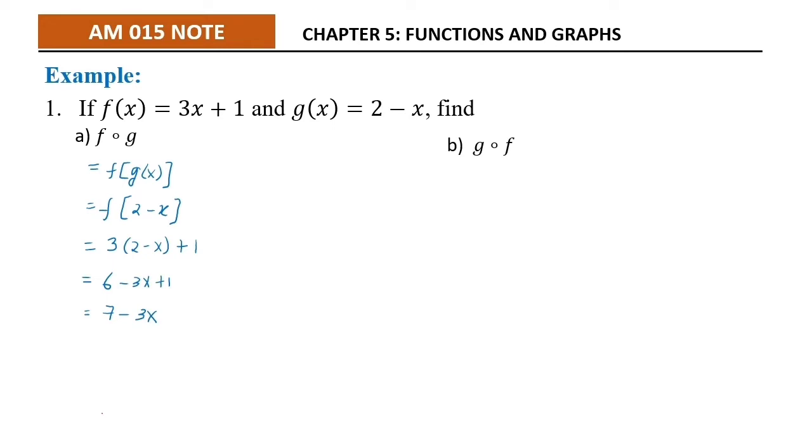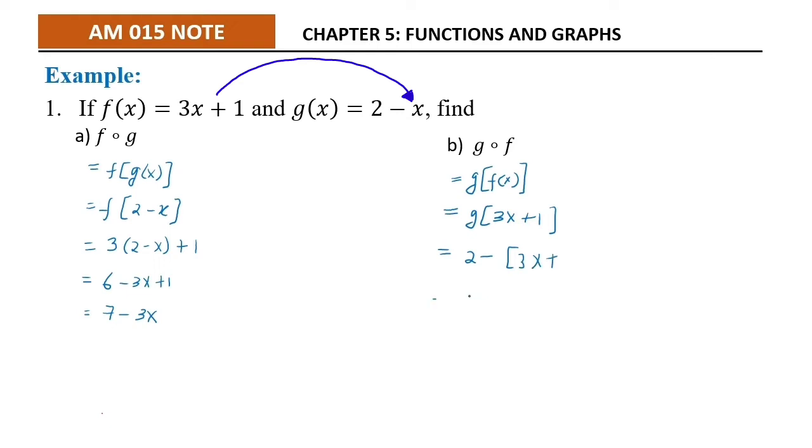b, g of f. f is the input of g, so g of f equal to g of f(x). f(x) is 3x plus 1, and g is 2 minus x, where x is now 3x plus 1. Simplify. We have 2 minus 3x minus 1, so 1 minus 3x.